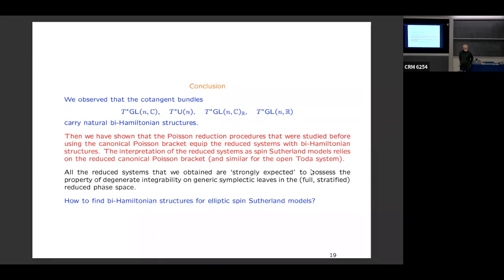Well, I did not really study it. Let me put it this way: it's not known in detail. It was not described in detail.